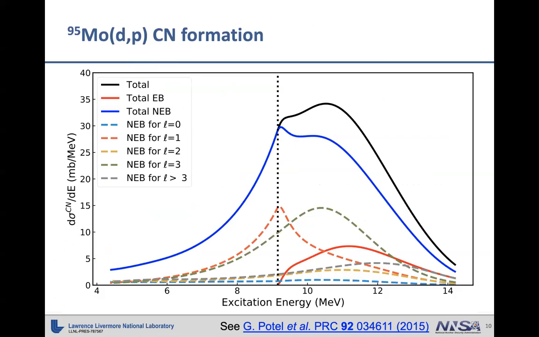And if you look at the way the compound nuclear formation cross-section looks for the molybdenum-95 (d,p) reaction, this is what you see. So this is the differential cross-section as a function of energy. This dotted vertical line is the neutron separation energy in molybdenum-96. And then you can see the cross-section broken down into various components. So you have the total cross-section, the total elastic breakup where the target isn't excited, and then the non-elastic breakup where the target is.